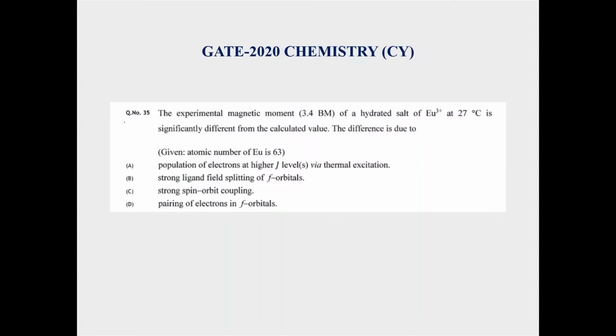Hello everyone, today we will be solving question number 35 from the GATE 2020 chemistry paper. The question is: the experimental magnetic moment, 3.4 Bohr magneton, of a hydrated salt of europium 3 plus at 27 degrees Celsius is significantly different from the calculated value. The difference is due to: option A, population of electrons at higher J levels via thermal excitation; option B, strong ligand field splitting of f orbitals; option C, strong spin orbit coupling; and option D, pairing of electrons in f orbitals.